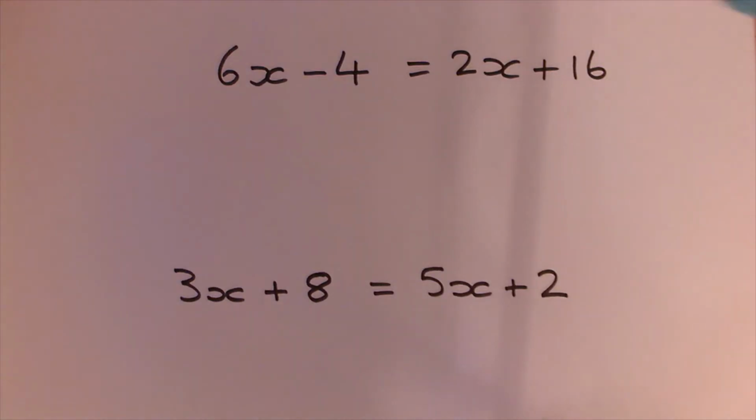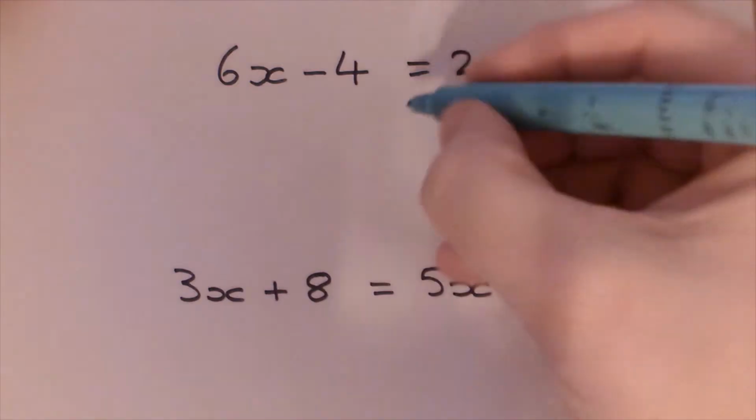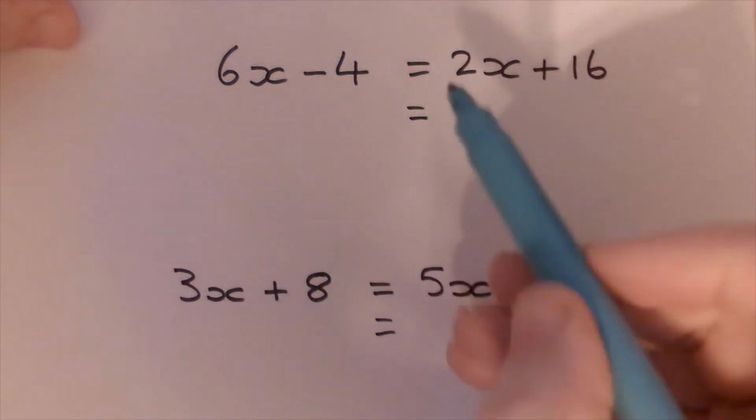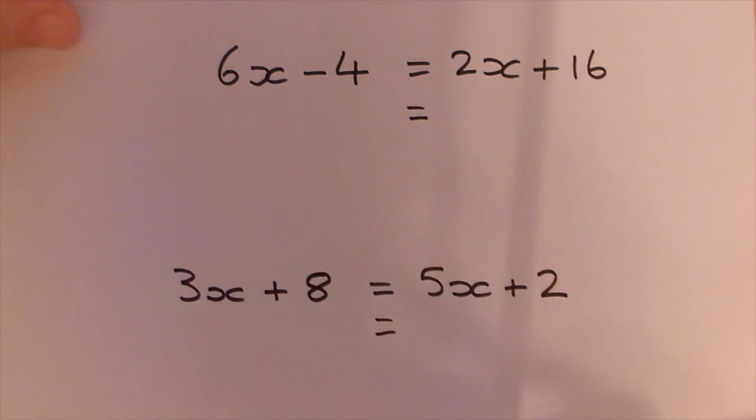I've got 2 questions here for you to have a go at. So remember, you put equals under equals, equals under equals, and start with the smallest amount of x's. This one is trickier because the smallest amount of x's are on this side, but see if you can have a go, and then I'll go through them for you. Press pause and have a go.